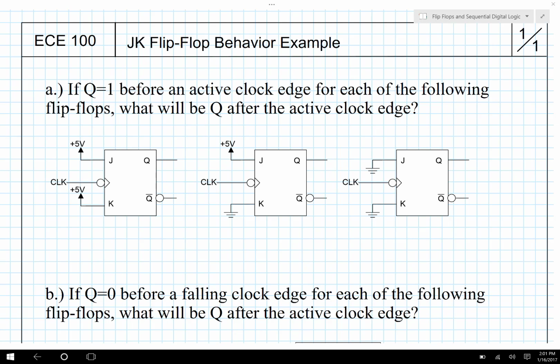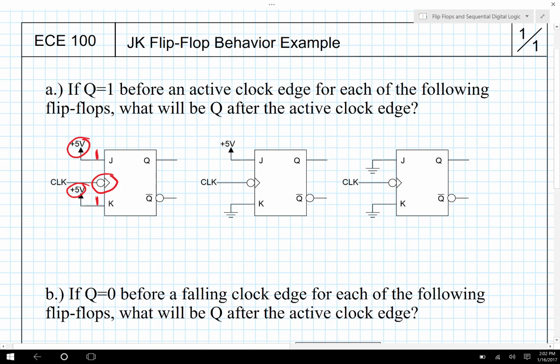Let's look at some examples that will illustrate the behavior of a JK flip-flop. Here we have three examples that are going to be pretty straightforward, I hope. The first example, you can see here that we have a JK flip-flop. I'll observe first of all that because there's a bubble on the clock, this is going to be an active falling edge. You can see that J is attached to 5 volts, so that's going to have a value of 1. K is attached to 5 volts, so that's going to have a value of 1.